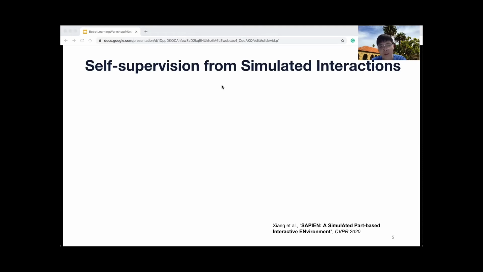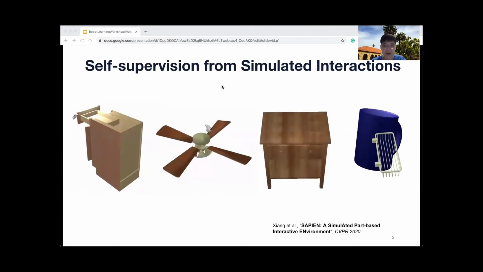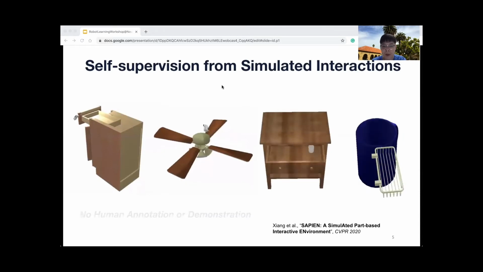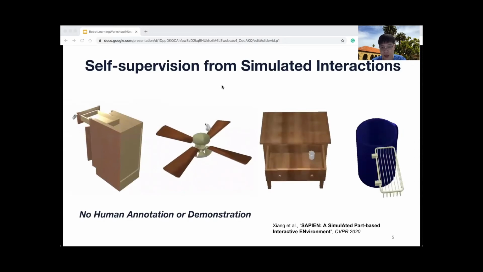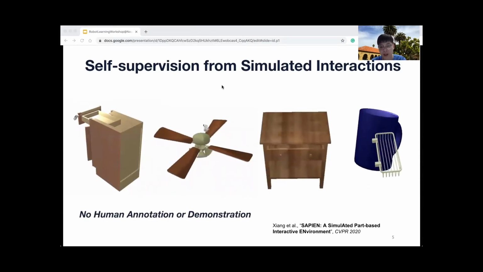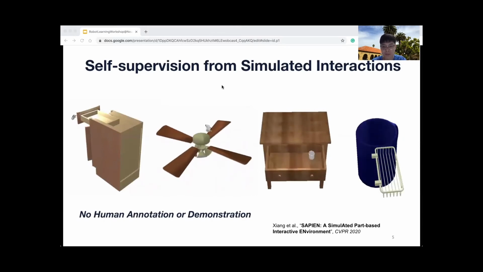Different from previous work that learned such affordance using human annotation or demonstration, we will show how to leverage state-of-the-art physical simulation and collect hundreds of thousands of simulated trial-and-error interactions to achieve self-supervised learning. Requiring no human annotation or demonstration, we learn task-specific representations for different tasks and support large-scale learning regarding both large spaces, shapes, and tasks.